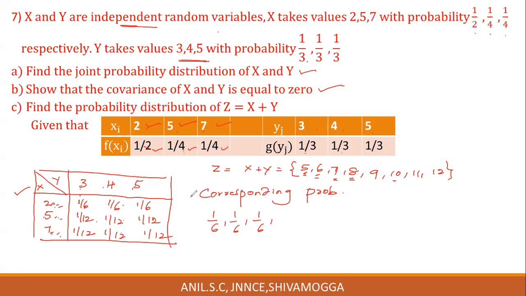Next 8. Corresponding to this 8, it is obtained by adding these two. 5 plus 3, 8. Corresponding probability is 1/12. 5 plus 4, 9. Corresponding probability is 1/12.